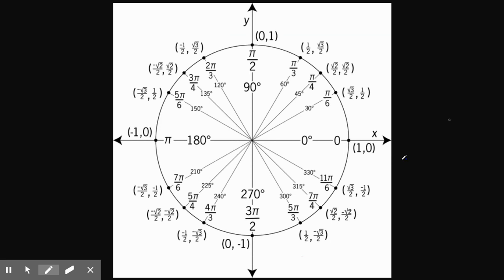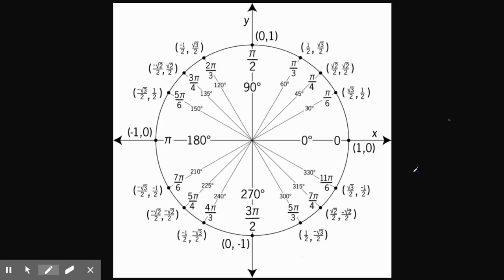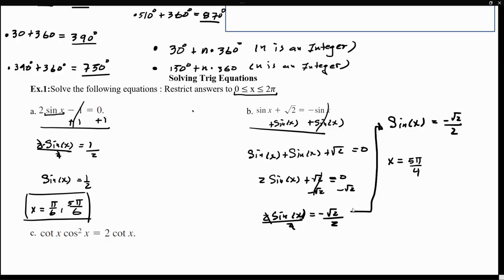X can be 225, which in this case we're going to write in radians, so 5 pi over 4. Because again, notice that if I evaluate sine of 225, it gets me negative square root of 2 over 2, because recall that sine is a y value. And there's also another possible solution here, 315, because if I take the sine of 315, it is still negative square root of 2 over 2. So here are all the possible solutions: if I take the sine of 5 pi over 4, it is negative square root of 2 over 2, and if I take the sine of 7 pi over 4, it is negative square root of 2 over 2.